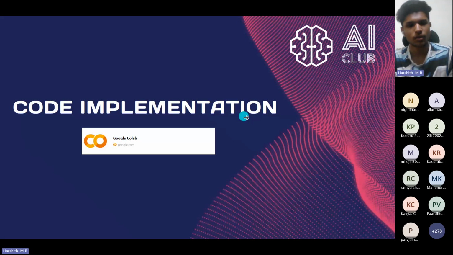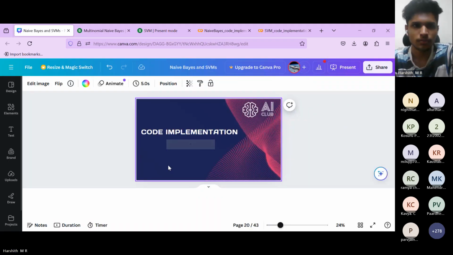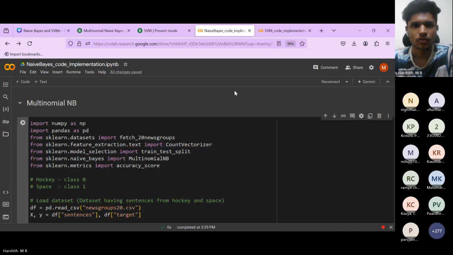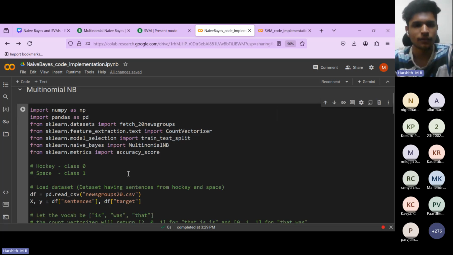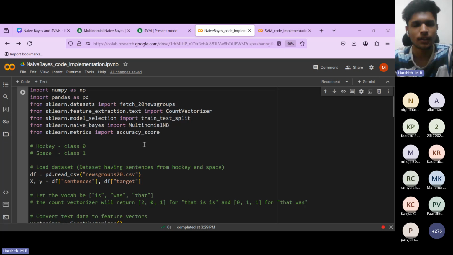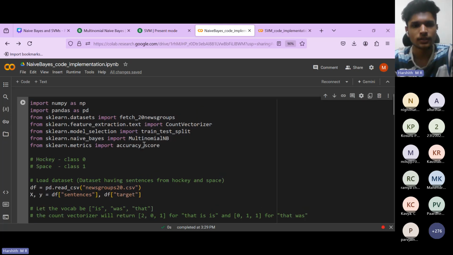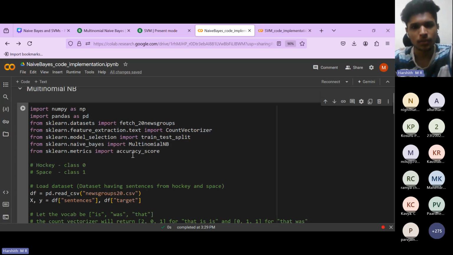We can move on to the code implementation of naive Bayes. Let me go to the Colab notebook screen. Implementing multinomial naive Bayes won't be as rigorous as we have seen in the slides. It would be much easier because sklearn would take care of calculating all the probabilities. We just need to give a list of sentences as input and the target values, and multinomial naive Bayes in sklearn would do the job for us.